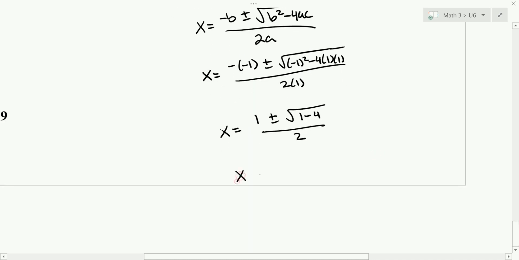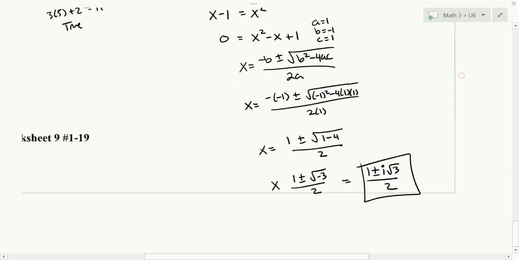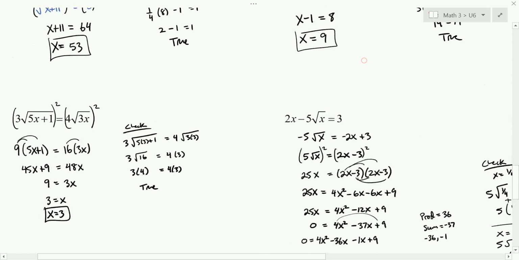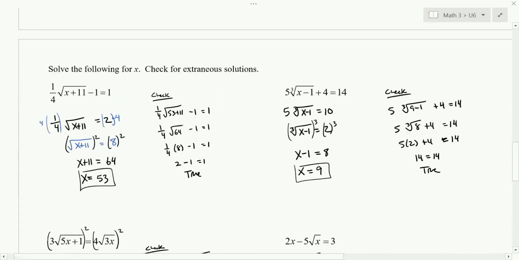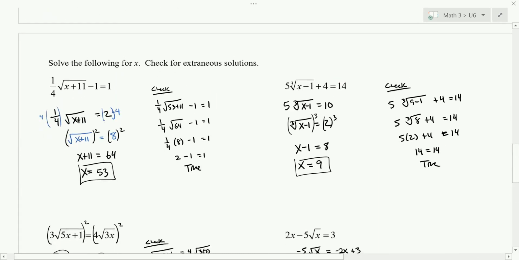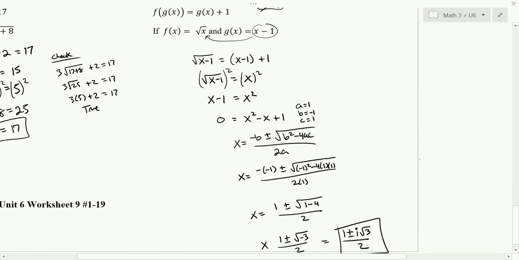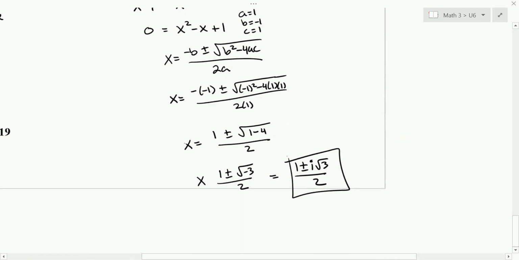Keep going. We get 1 plus or minus root negative 3 over 2, which is 1 plus or minus i root 3 over 2. So we have imaginary solutions, but it depends. Are we looking for imaginary or real? If we look back to the instructions here, what does it say? Solve the following for x. Check for extraneous solutions. Here, we're just going to end with this answer. It doesn't say if it should be imaginary or not.